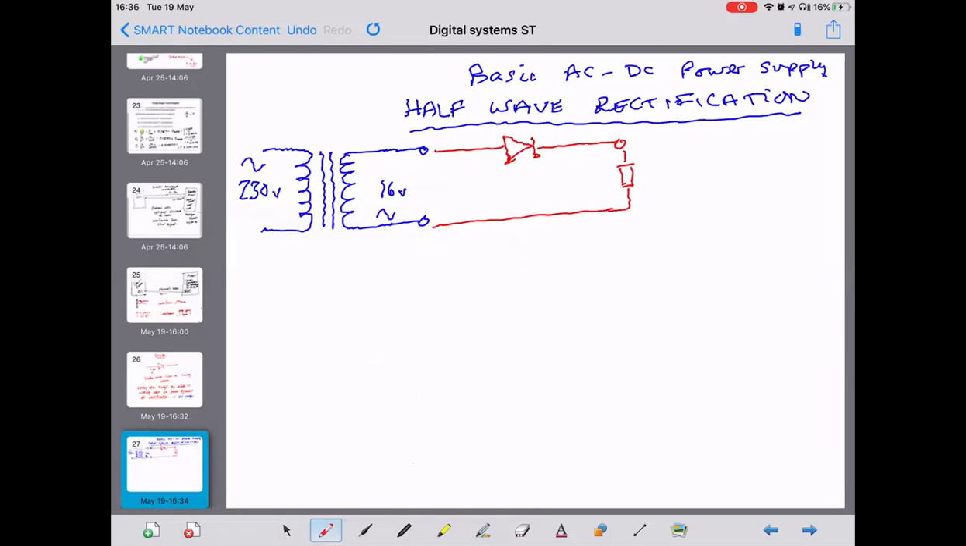Okay. Now, if this is plus and minus AC, and this is our AC waveform, so we're going to have a positive half cycle, plus in red, a current will flow this way, through here in red, and at the output we'll see the positive half cycle of the waveform.